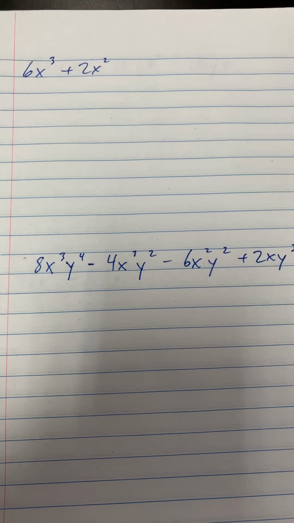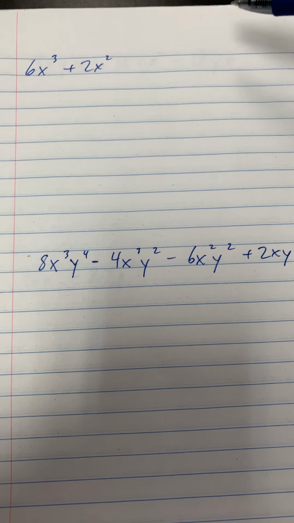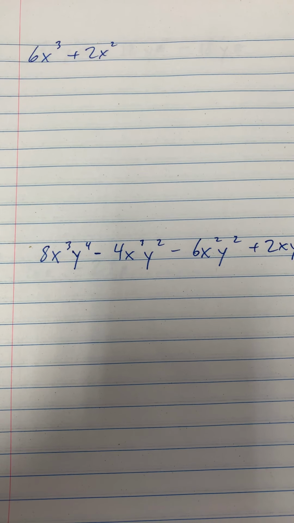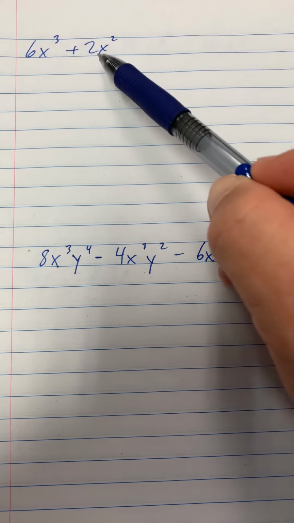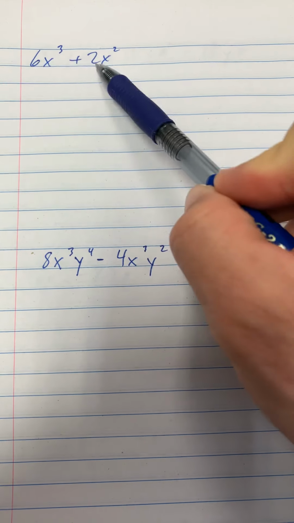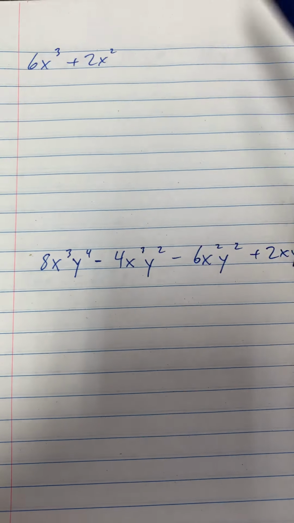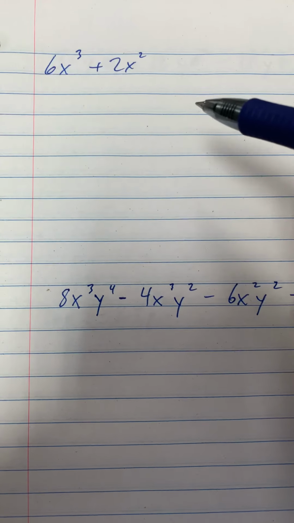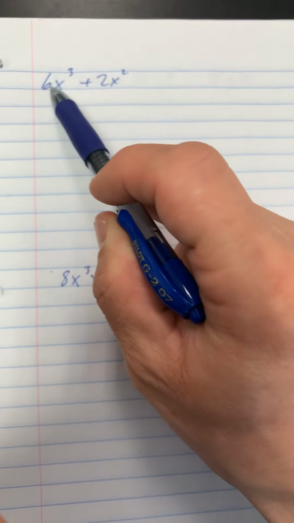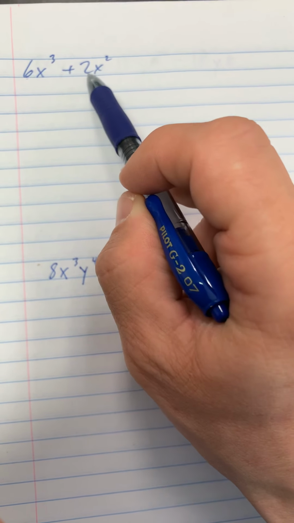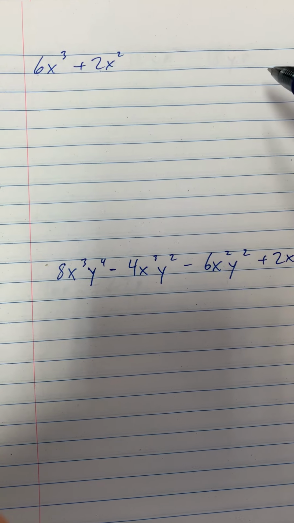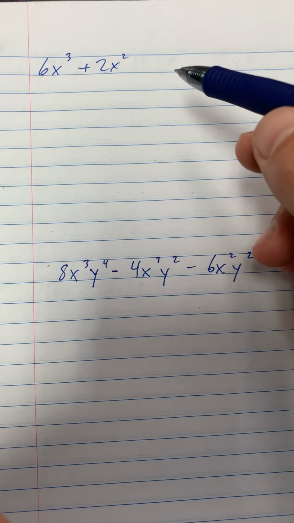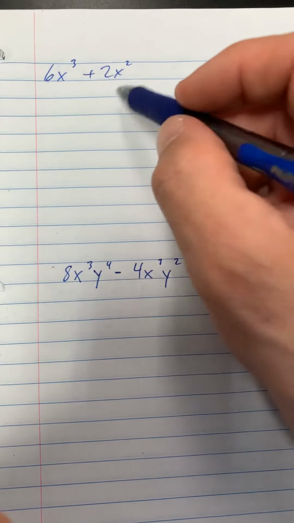Okay, so we spent the last lesson just basically figuring out what the greatest common factor is. So we want to figure out what the greatest common factor is between these two. We're going to pull it out. I'm going to show you how it works. This is easy stuff. So what's the greatest common factor between 6 and 2? Well, it'd be 2. So 2 is the greatest common factor, and we're going to pull a 2 out.